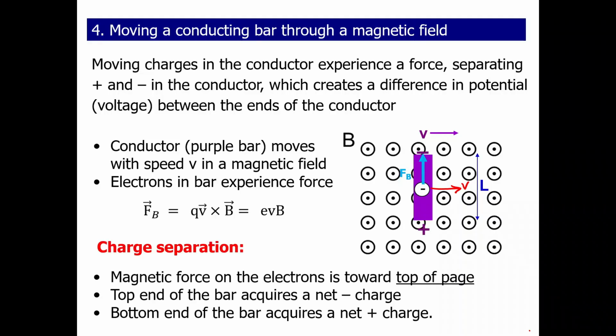Now this is going to create charge separation. So the bottom of my bar is going to end up with a net positive charge, and the top of my bar is going to end up with a net negative charge. Those positive charges haven't actually moved towards the bottom because they're fixed in the structure of the bar in the nucleus. Only the electrons are actually moving. But we do get this separation of charge.